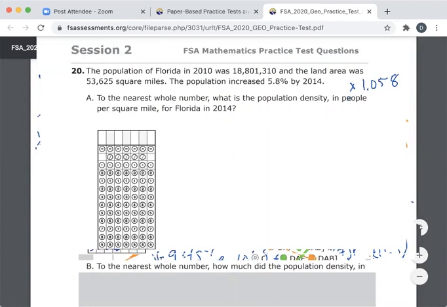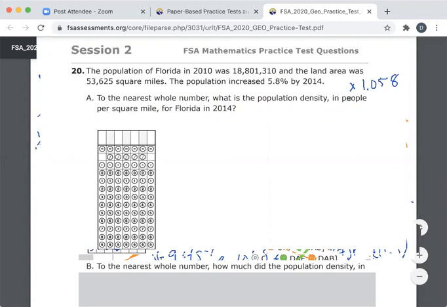So this is a good tip. Like if you're leaving a tip for somebody at a restaurant, you want to leave like a 10% or 20% tip, you could say times 1.2, and that'll give you like the total amount you should pay. Anyways, back to the problem. The population increased, so I'm going to multiply the 18 million number by the 1.058.